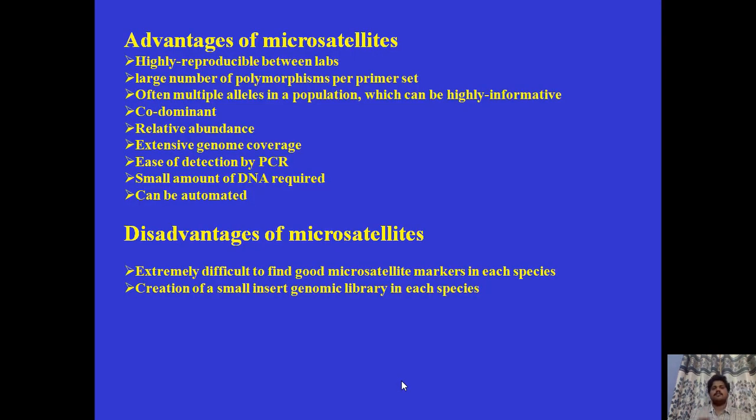Then what are the advantages of microsatellites? Highly reproducible between the labs and a large number of polymorphisms per primer set. Often multiple alleles in a population, which can be highly informative. Codominant, relative abundance, extensive genome coverage, ease of detection with PCR, small amount of DNA required, can be automated. The disadvantages: it is extremely difficult to find good microsatellite markers in any species. Creation of a small insert genomic library in the species is required.